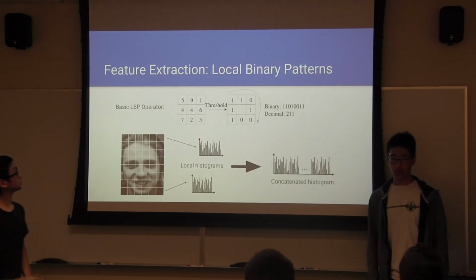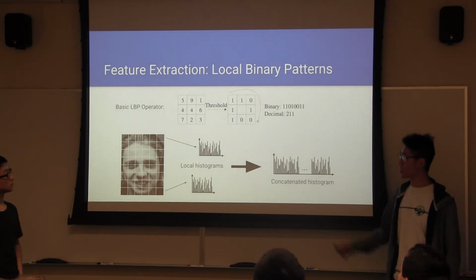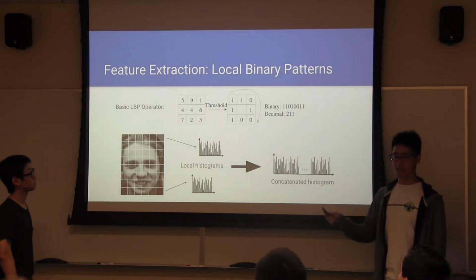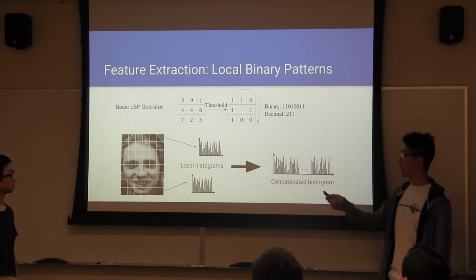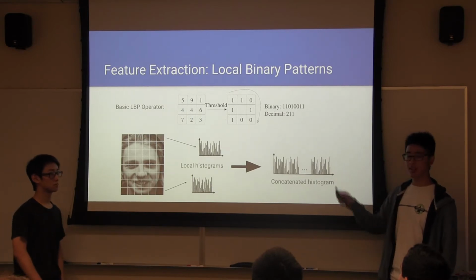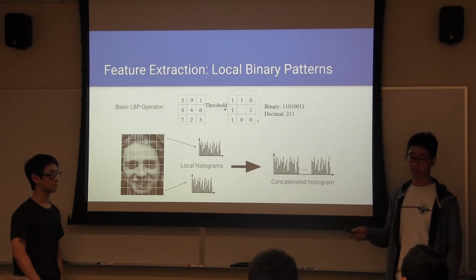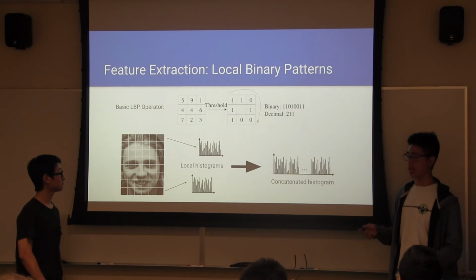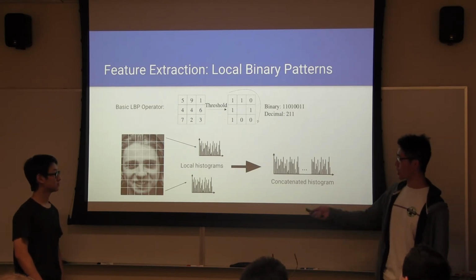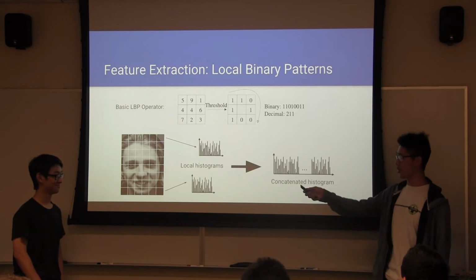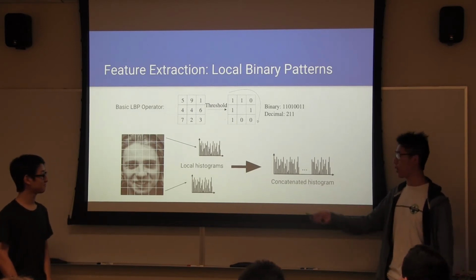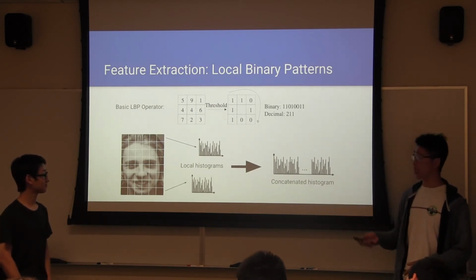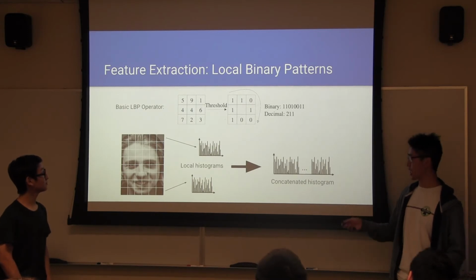Another strategy that we're testing out is local binary patterns, which basically uses a basic operator to look at the pixels around a certain pixel, using a threshold to see what the areas around it are like, and gives structure and texture information. Combining this with a spatial aspect using histograms, we can add spatial information to this texture descriptor.